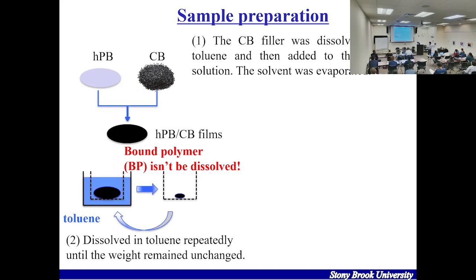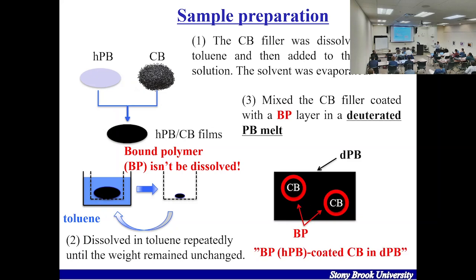Even if we use, for example, toluene, which is a good solvent, we thought that we can remove everything but not the bound polymer. So by doing this repeatedly, we can make a bound rubber layer coated carbon black sample.